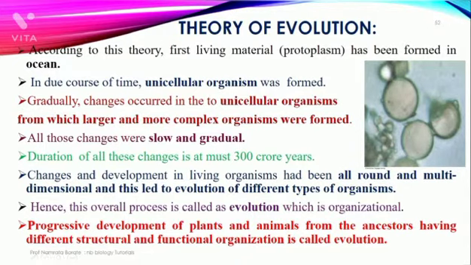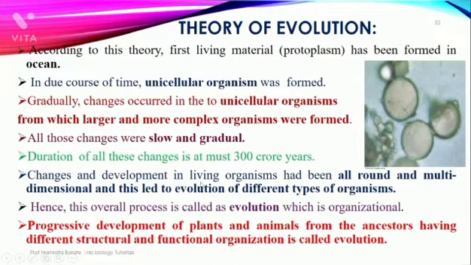Step by step changes happened in them, but for these changes to happen they took many years. From a unicellular organism, larger and more complex organisms form. Complex organisms formed from those unicellular organisms. As I already told you, all these changes are slow and gradual. It was a very slow process. The duration for these changes is at most 300 crore years.